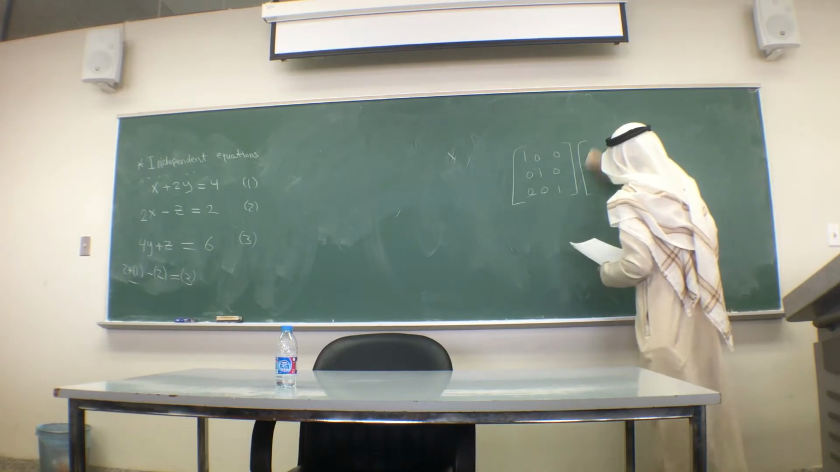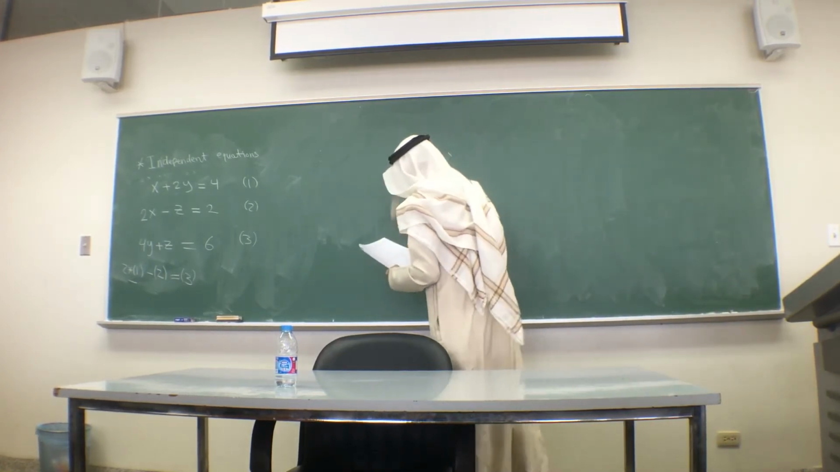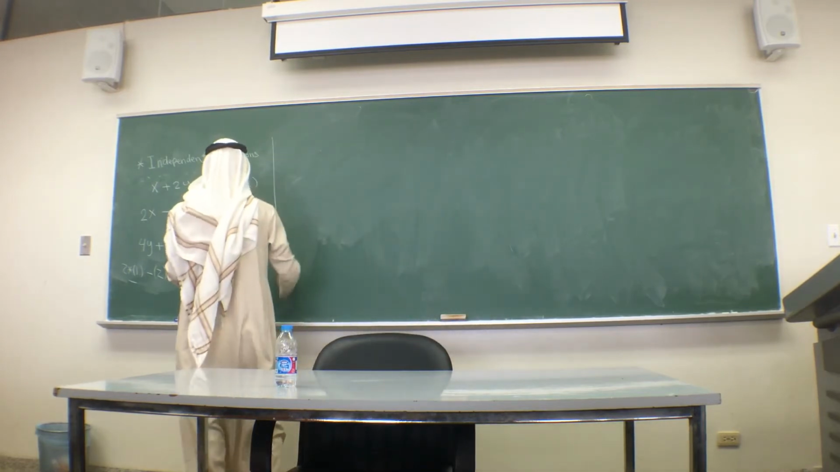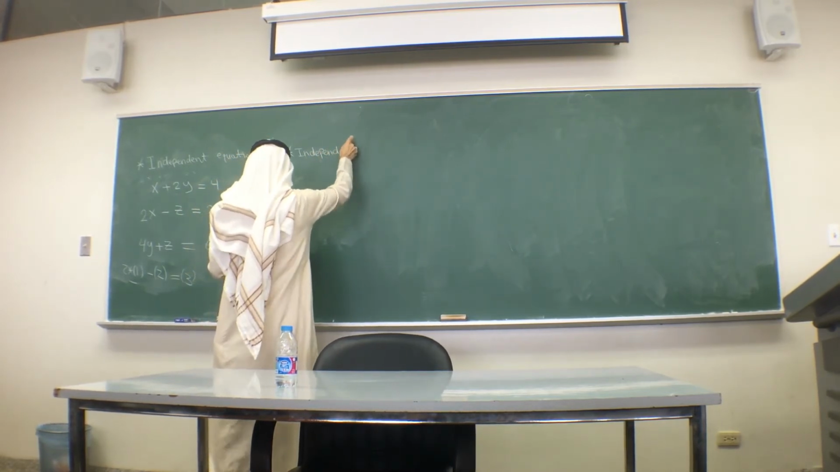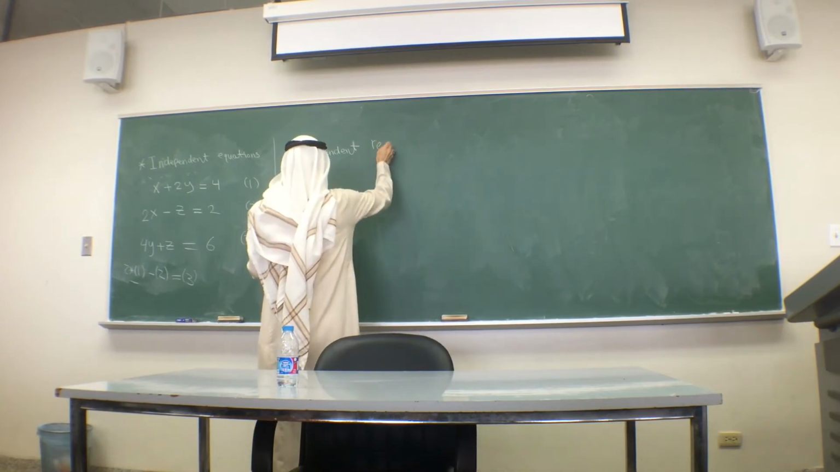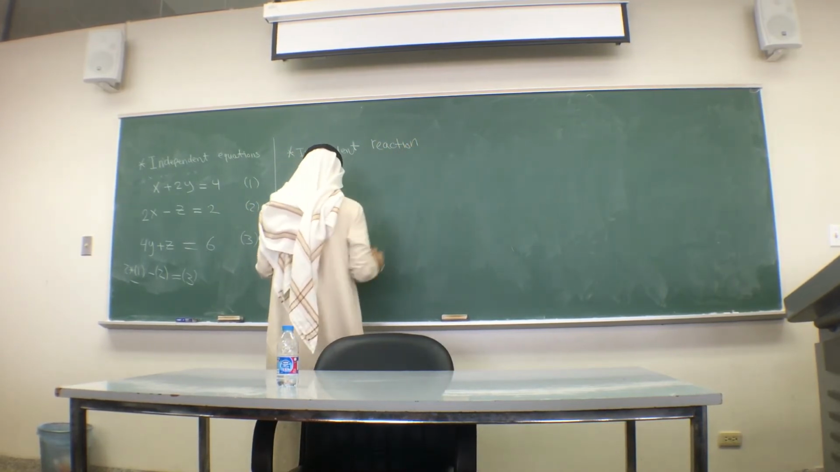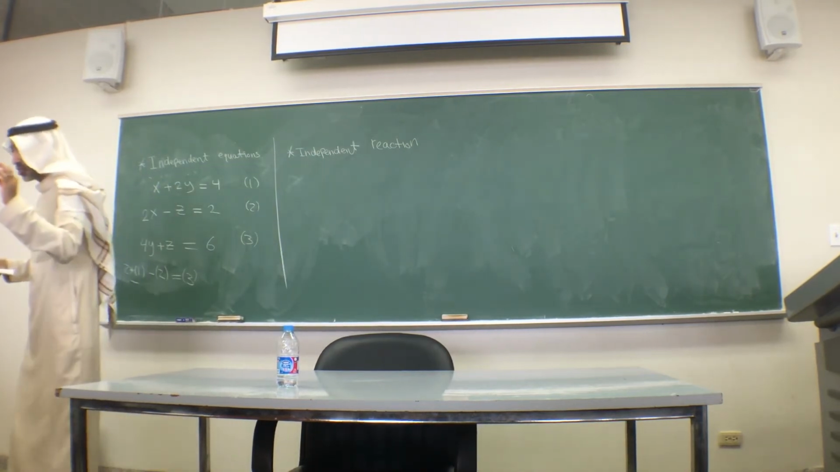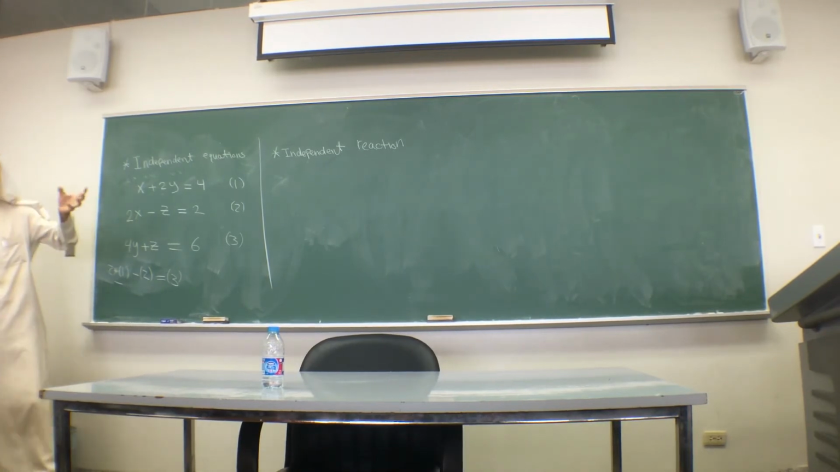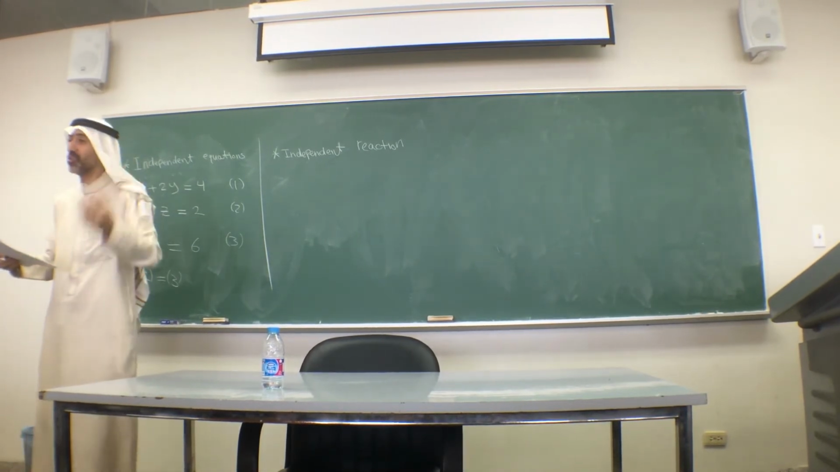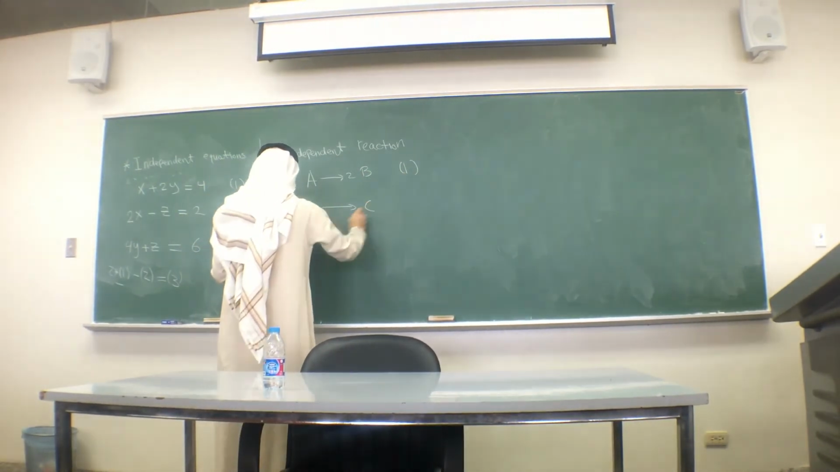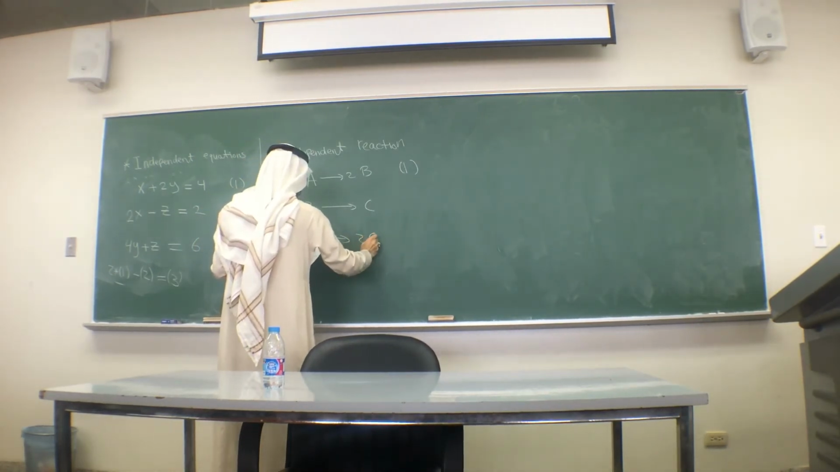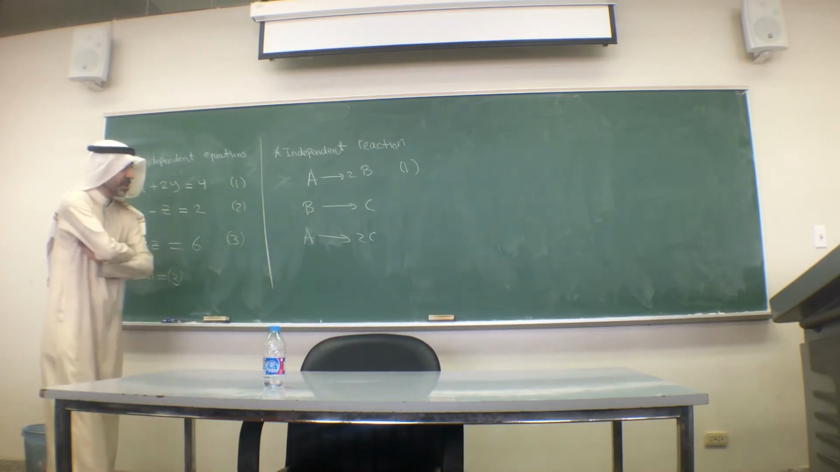We'll take this a step ahead and go to independent reactions. The reactions will be independent again if you cannot get one reaction from the other two reactions. As easy as this. If we have A going to 2B, and B goes to C, and A goes to 2C, these are the reactions.